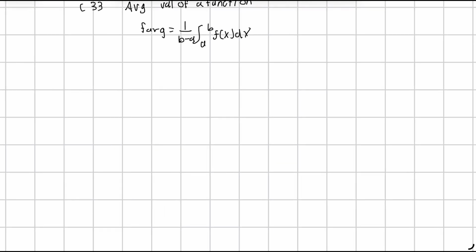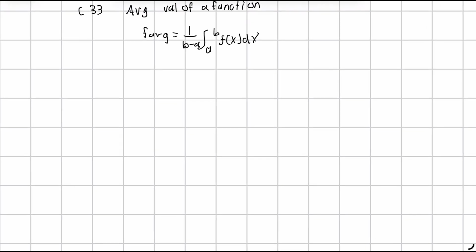So the average value is not going to be the average of the endpoints. It's going to be the integral divided by the interval length. So we have to integrate over our interval, and then we're going to divide by b minus a, and then we're going to simplify.